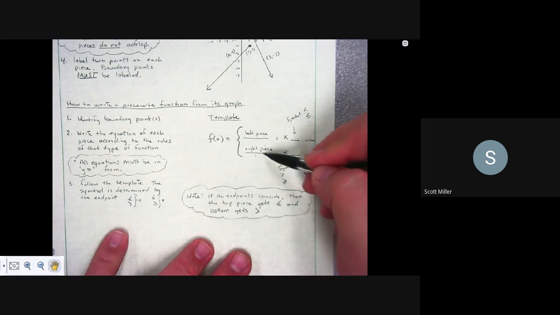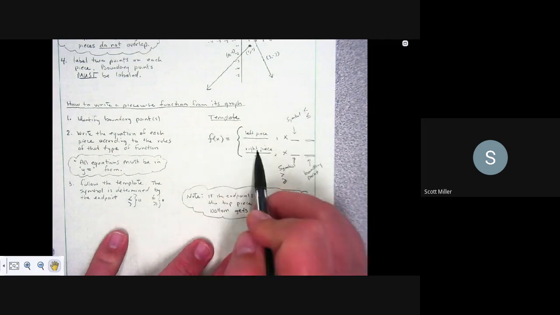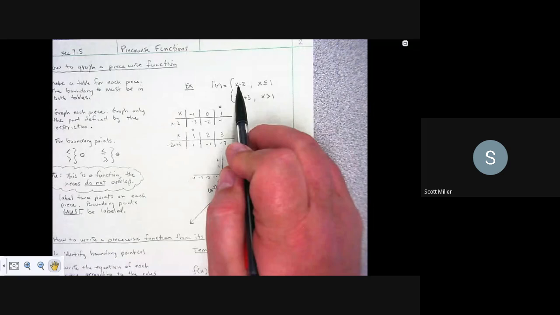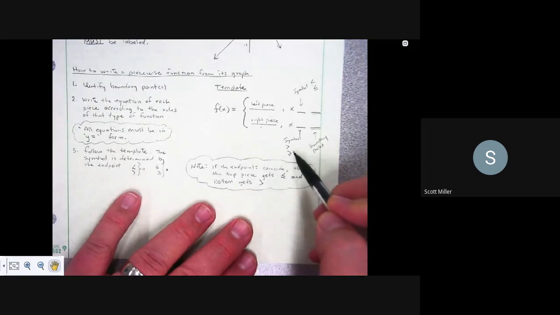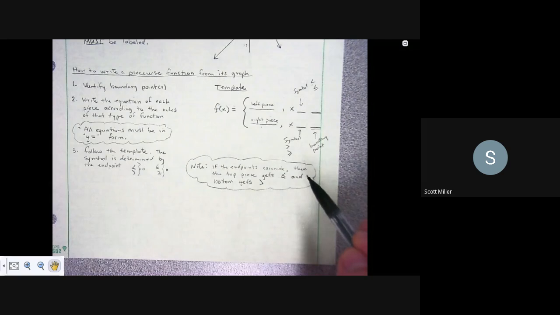Okay? So here's my template I'm going to follow. The left piece equation will go here. You're going to put in one of these two symbols, depending on what the endpoint is. And then this is the separating point or boundary point. The right piece equation will go here. And you don't need the y equals part. You need it in that form because this is the y equals. So y equals that, y equals that. See, look at this. There's no y equals in here also. This is the y equals that, y equals that. That's how that works. And then this symbol down here is either this symbol or that symbol, and then the boundary point there also. So this is what we're going to follow.